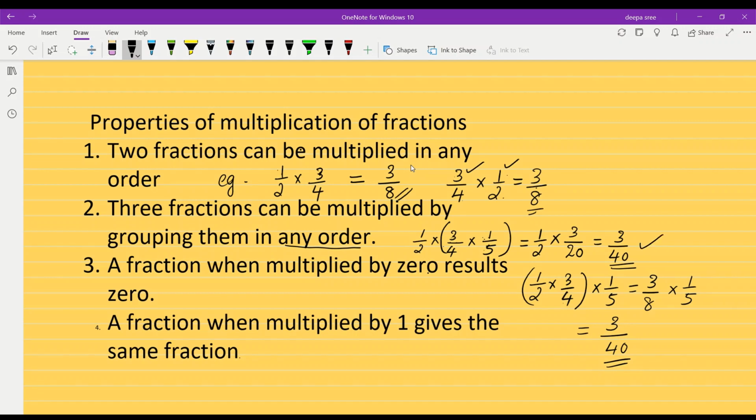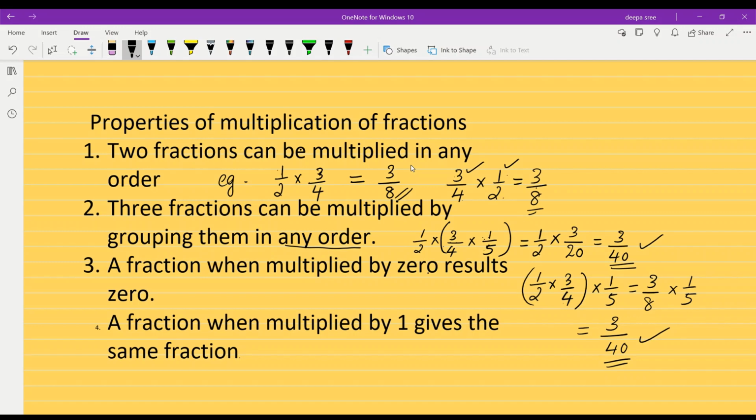So we can see in both the cases we changed the grouping order and we are getting the same answer. The result is the same in both the cases. Therefore it's called the associative property. Here we can call it the commutative property. In multiplication we studied those two properties. So we can say here commutative property and here it is the associative property of multiplication.